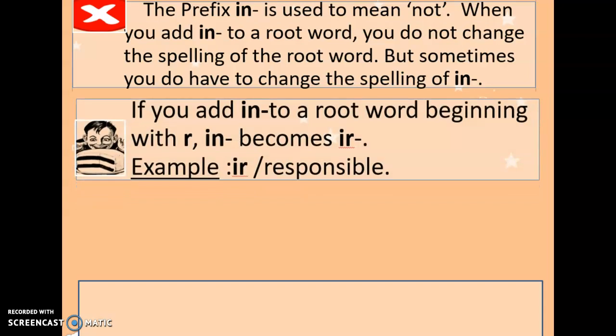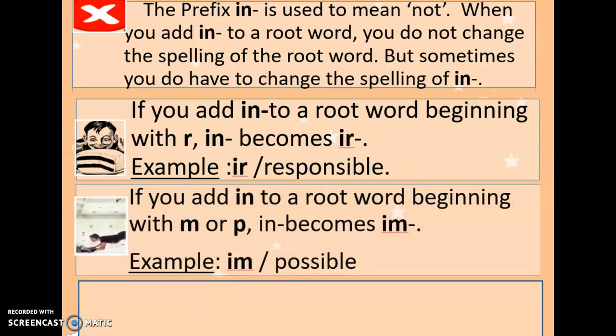Let's look at the first one. Children, here we are talking about adding in to a root word beginning with R. Let's imagine a root word which is beginning with the letter R. Now if we add in to it, in will change into ir. So the word will become irresponsible. Here you can see the root word begins with R, but when we add in to it, in has changed its spelling to ir, and the word has a new meaning, irresponsible.